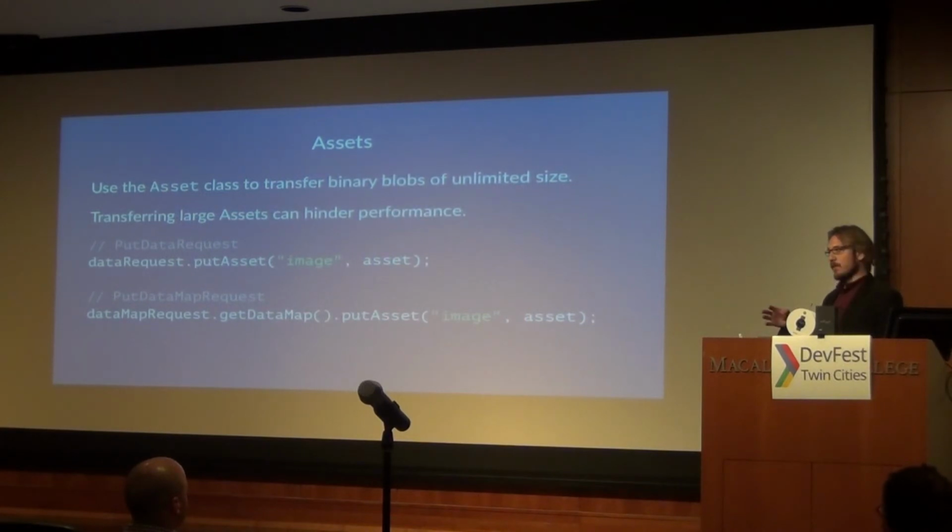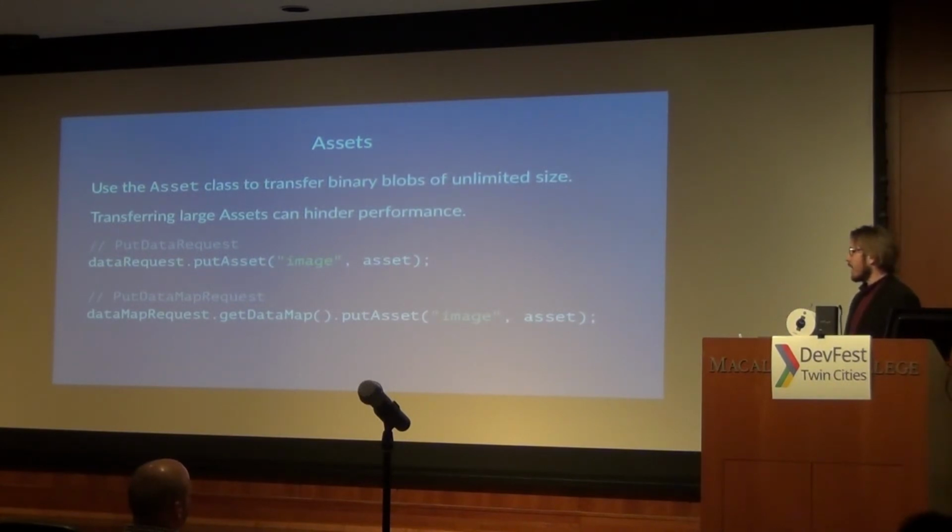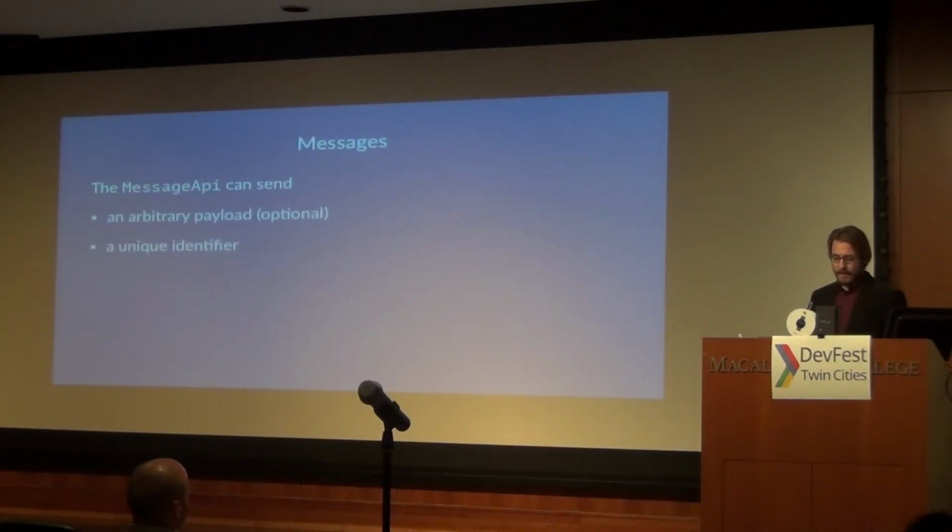So often, if you're having a handset application go out to the internet and get the image, you want to scale that down to the size that you need for the wearable before you send it over, instead of doing that conversion on the wearable side. And that's really straightforward again. You just use the data request and you put the asset right in there like that, or the DataMap and use the same method there.